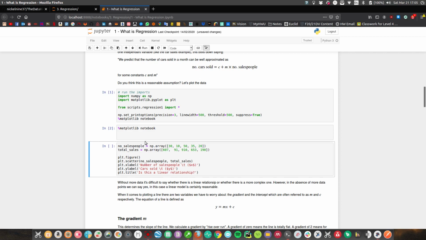So the data that we've collected, we've got the number of salespeople hired on each month. So in March, we've got 30, in April, we've got 10, etc. And the number of sales that we make, the number of cars that we sell in that month, here we go, 607, 91, etc. And we're wrapping this in a NumPy array. So you've seen NumPy arrays before. They basically allow us to handle large amounts of numerical data more efficiently. So we've got these 2 NumPy arrays.